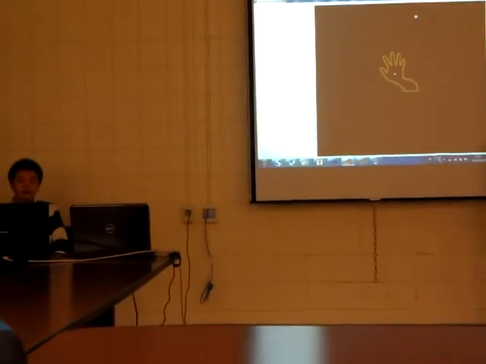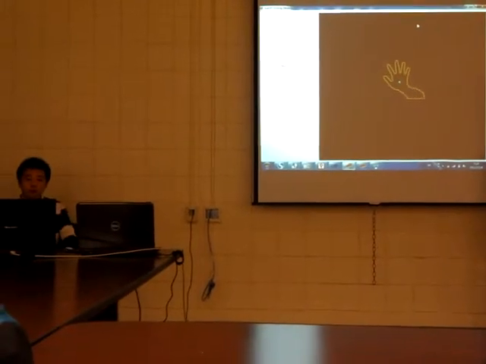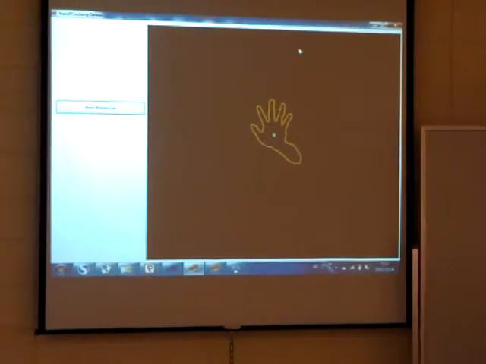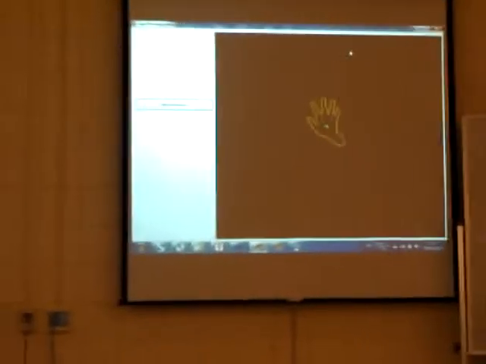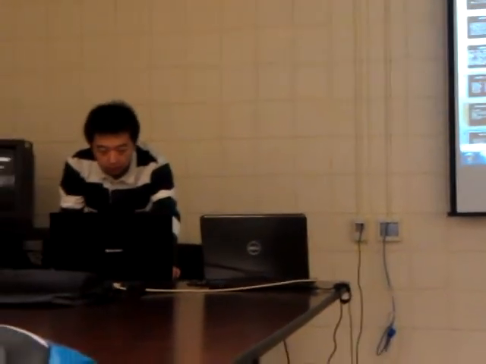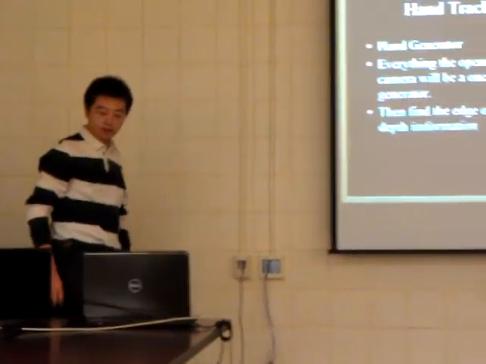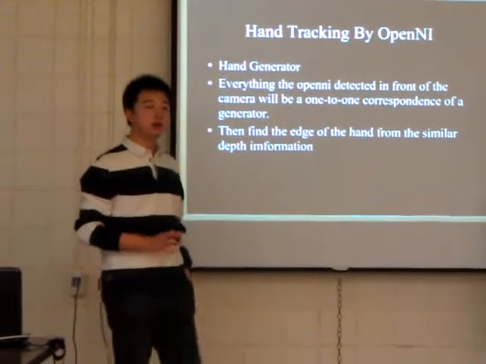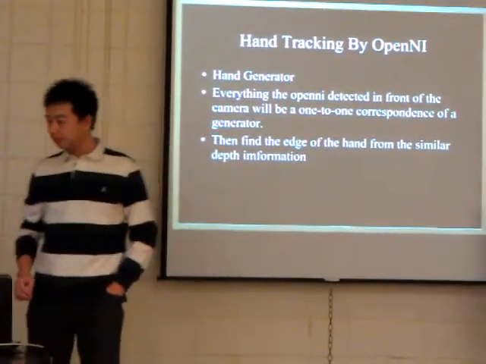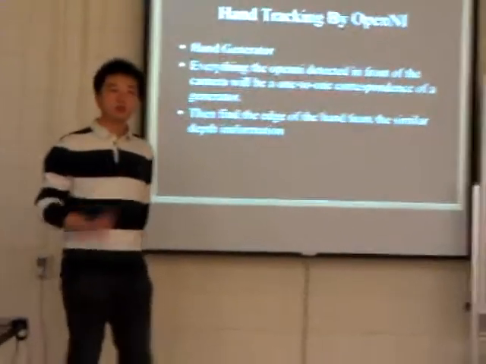OpenNI makes every point the Kinect detects into a joint, and then OpenNI detects the hand based on the joint which the Kinect can detect. And then OpenNI can find the range of the hand based on this information, so that it can get the range.